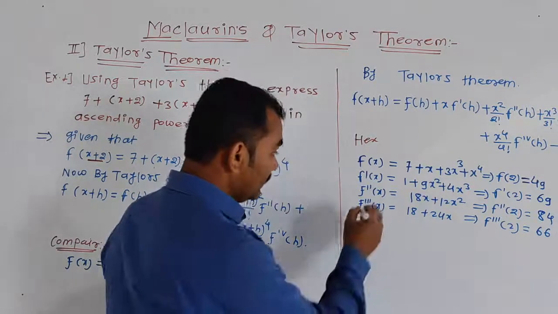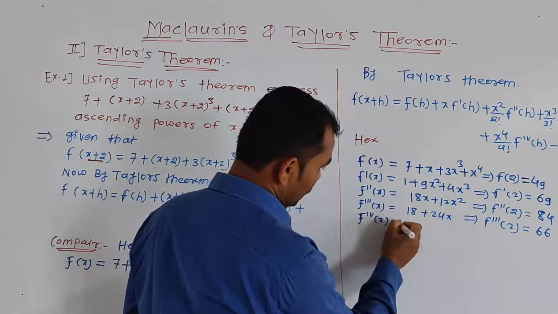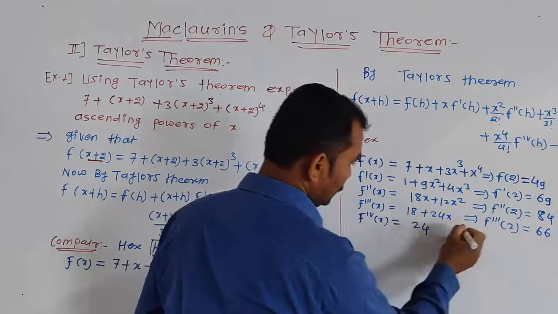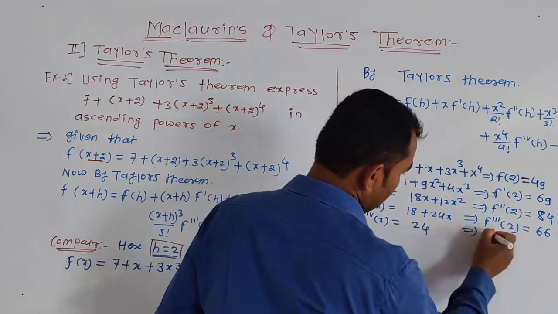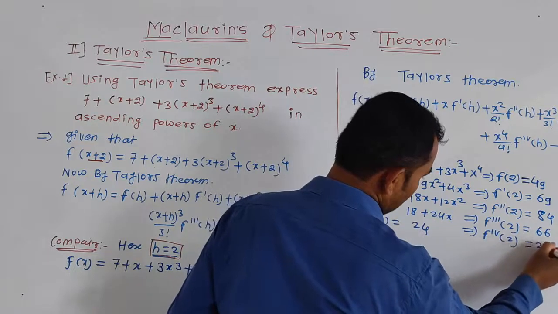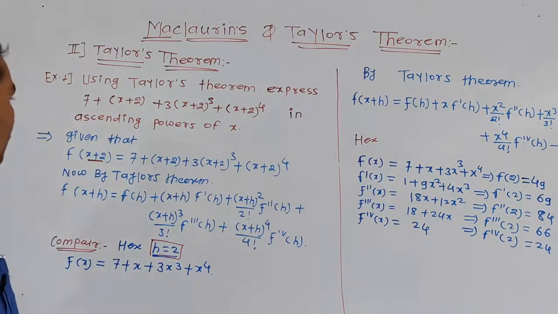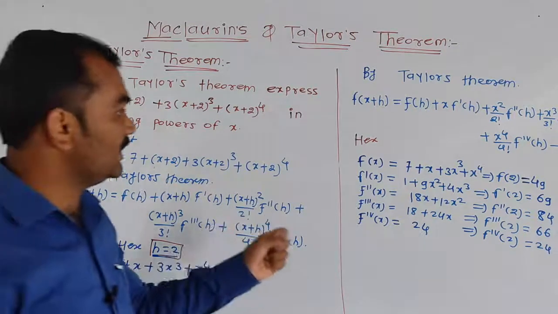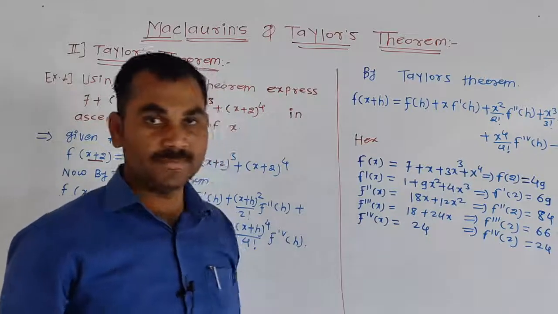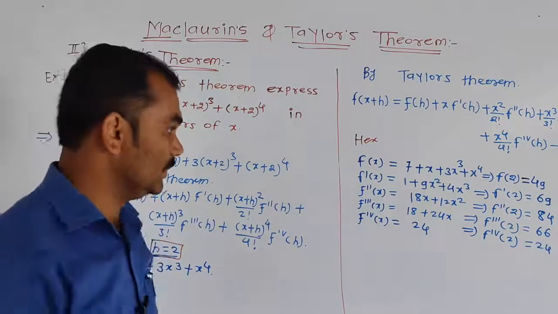Then differentiate again, f fourth dash of x is equal to the differentiation of 24x, which is 24, and 18 gives 0. This is your fourth derivative at 2, it is constant, this is 24. Now all the remaining derivatives are constant, because the highest power of x in f of x is 4. Up to the fourth derivative we get values, then all the higher derivatives are 0.